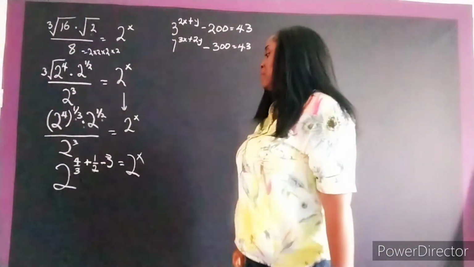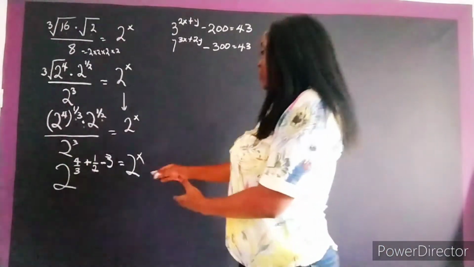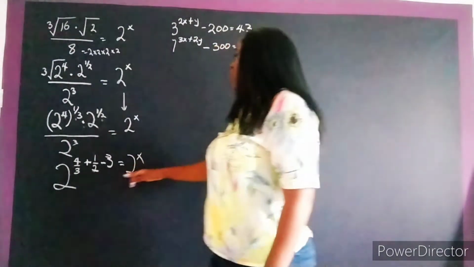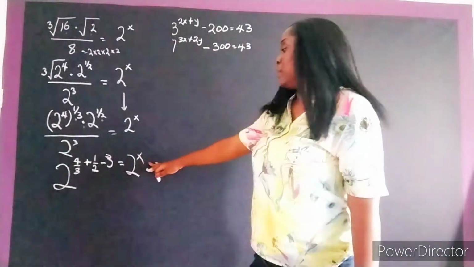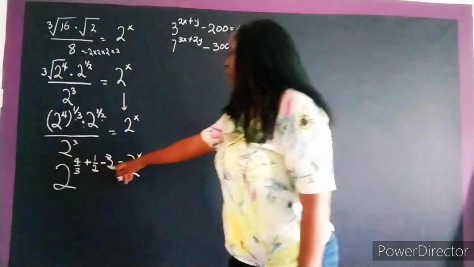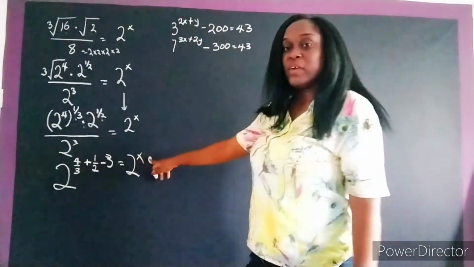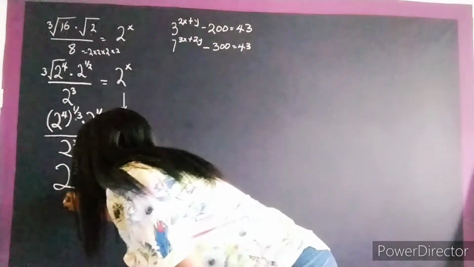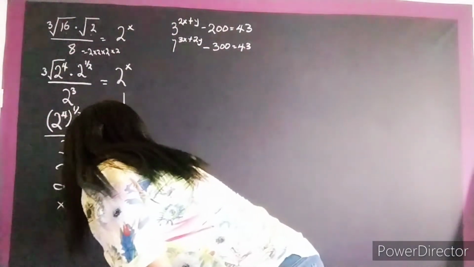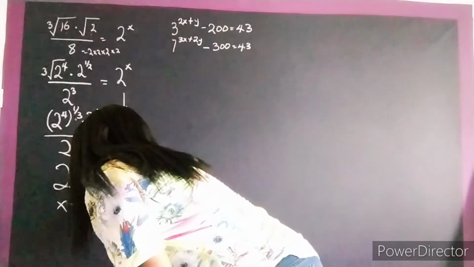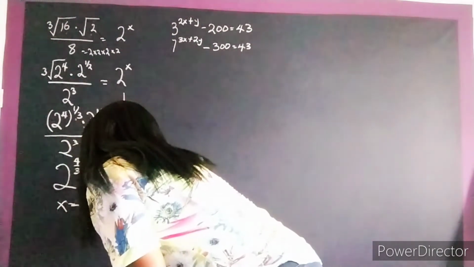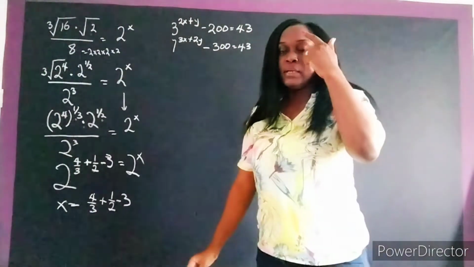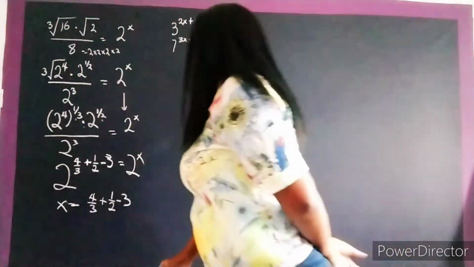So that's it. I told you the power on the right hand side will be equal to the power on the left hand side. So if we get the value of this, we'll get the value of x. Let's do that right away. We'll say x is equal to 4 over 3 plus 1 over 2 minus 3.